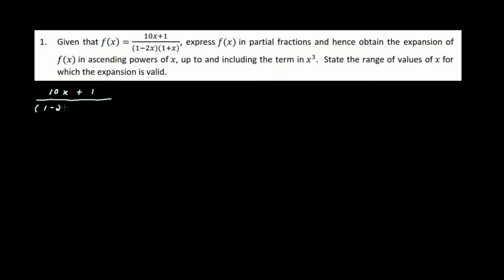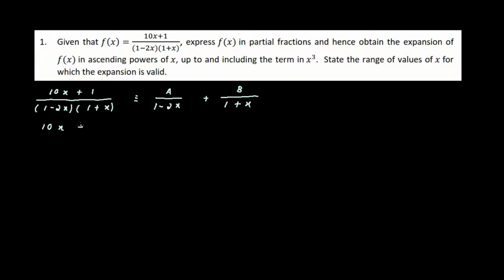So write down your function. Same thing, you have distinct linear factors here. So A over 1 minus 2x, plus B over 1 plus x. Make sure that it's a proper fraction. The numerator is degree 1 and the denominator is degree 2, so you just go straight ahead and do whatever you normally do.